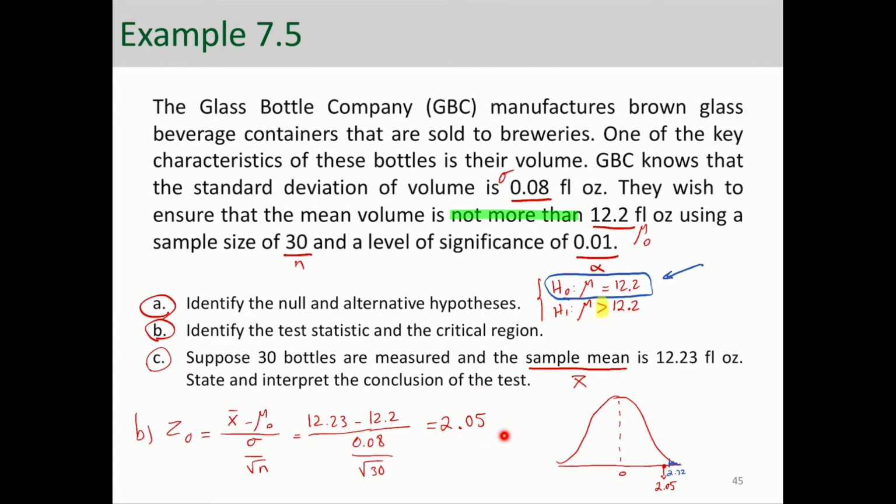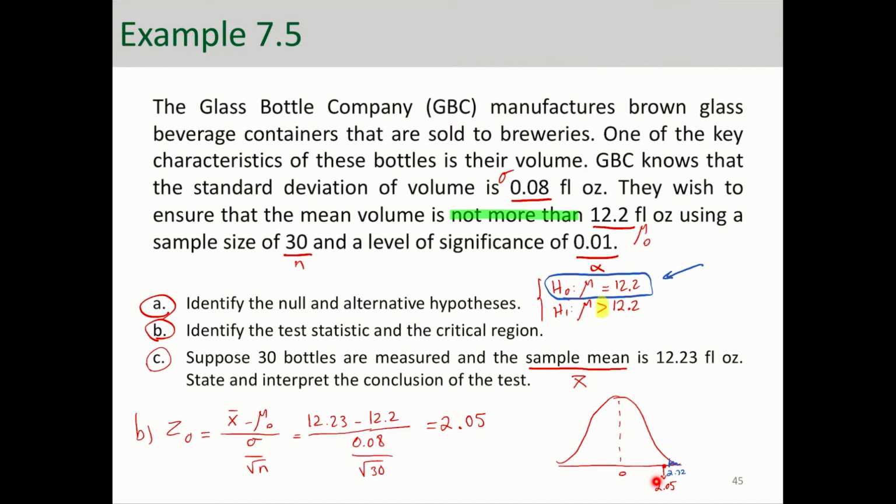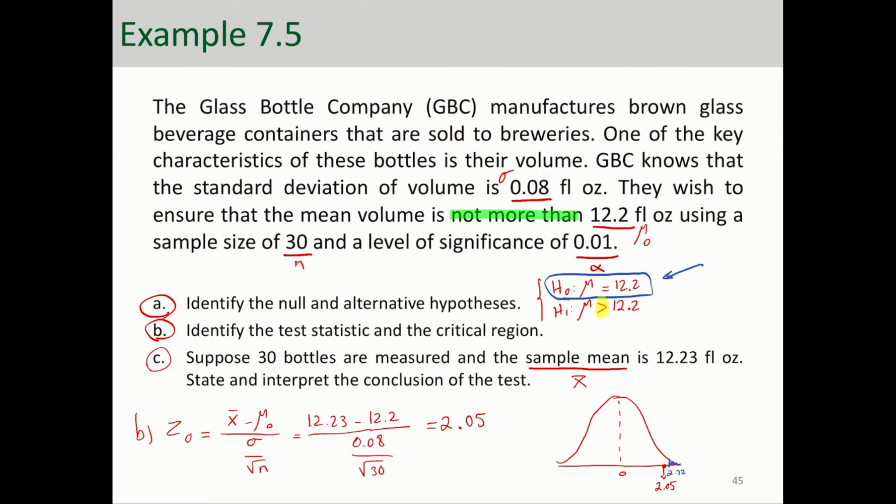We ended up with a test score of 2.05, and because the alpha of the test, the level of significance of the test, was 0.01, our critical region starts at 2.32, right? Because z of 0.01 is 2.32. And therefore, our test score is not in the critical region, and we failed to reject the null hypothesis. That was our decision.